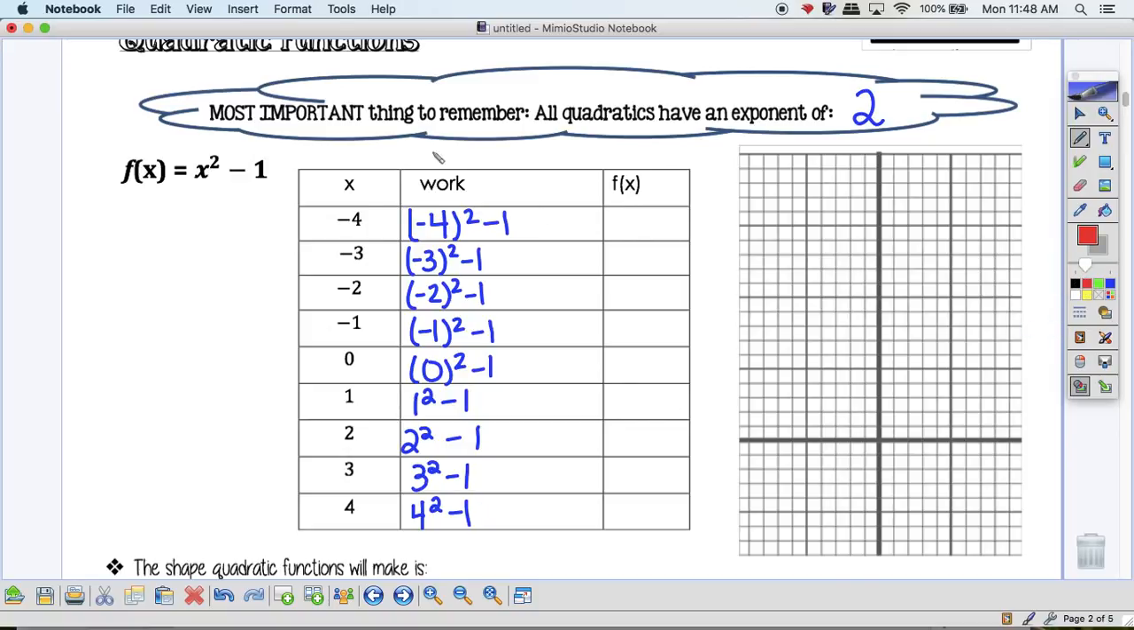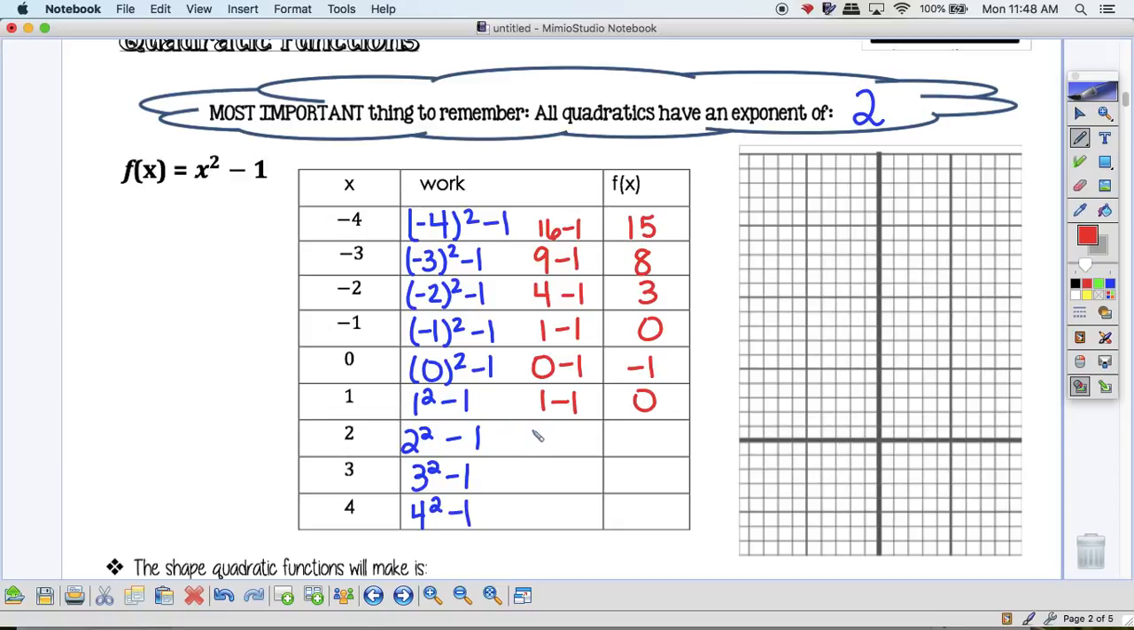Okay, so first of all, -4. Now what happens when I square a negative? If it is in parentheses, -4 squared is going to give me positive 16 minus 1. Okay, -3 times -3 is going to be a positive 9. -2 times -2 is going to be a positive 4. This is 1 minus 1. 0 minus 1. Then we have 1 minus 1. What do you notice? We've already had 1 minus 1 before.